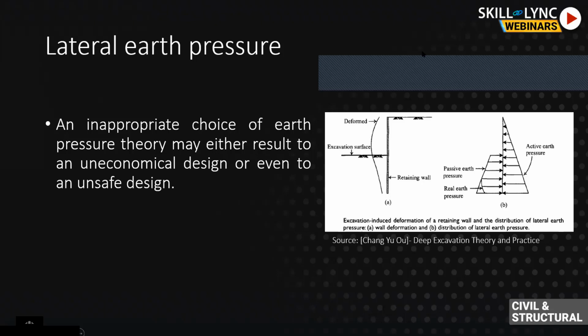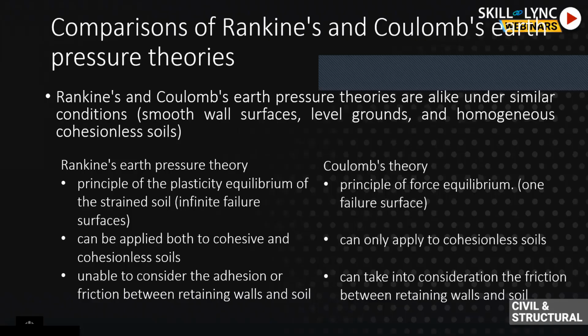I assume the audience is already familiar with these kinds of terminologies. Due to time constraint, I cannot go into the details, but simply, active earth pressure causes the wall to deform, and the passive earth pressure supports it. So, comparison of Rankine's and Coulomb's earth pressure theories.